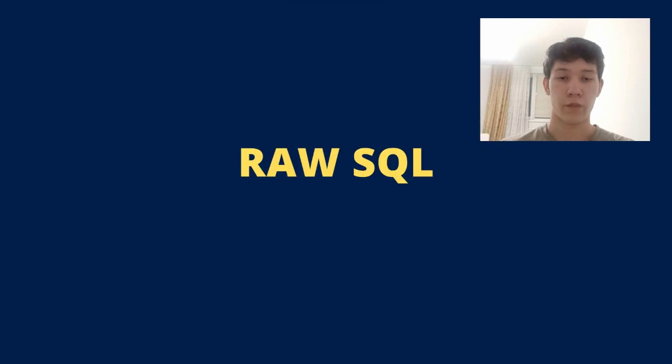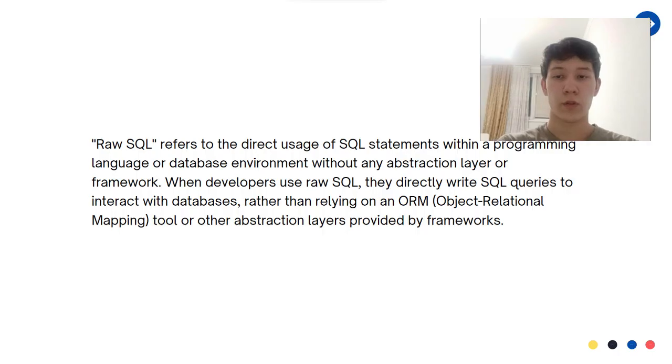Now raw SQL. Raw SQL refers to the direct usage of SQL statements within a programming language or database environment without any abstraction layer or framework. When developers use raw SQL, they directly write SQL queries to interact with the database, rather than relying on an ORM tool or other abstraction layer provided by frameworks.